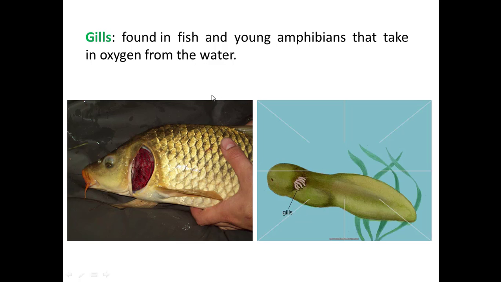And guys, we can find gills. This one is gill, okay? From where? In fish and young amphibians. This one is fish, and this one is a young amphibian. Fish and young amphibians live in the water. That's why they breathe by gills when they live in the water. But we are living on land. That's why we breathe by lungs, okay? So, gills are found in fish and young amphibians that take in oxygen from the water.